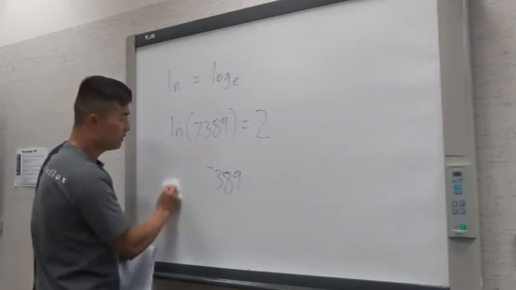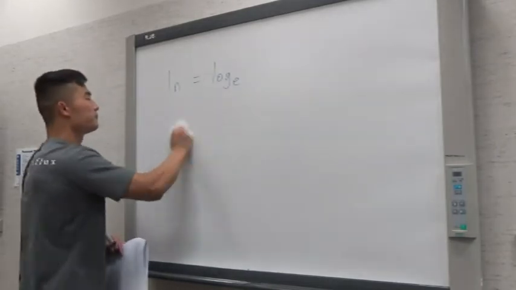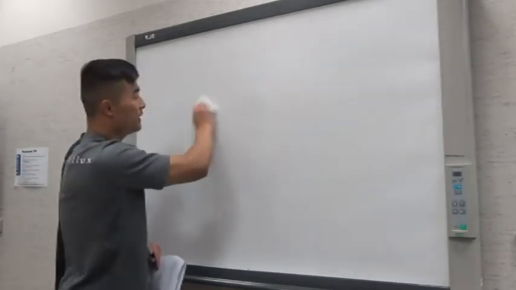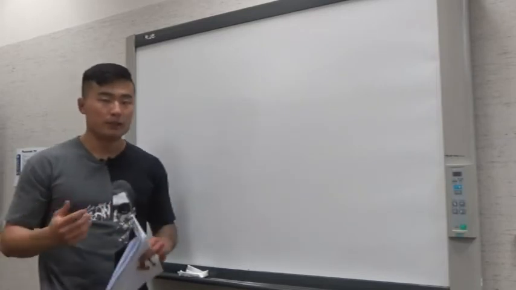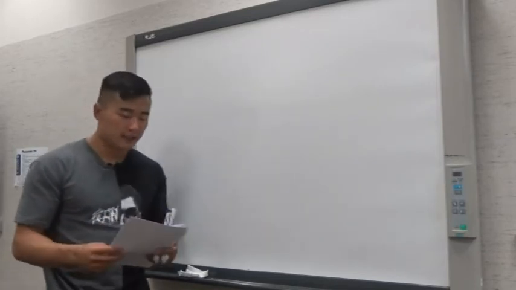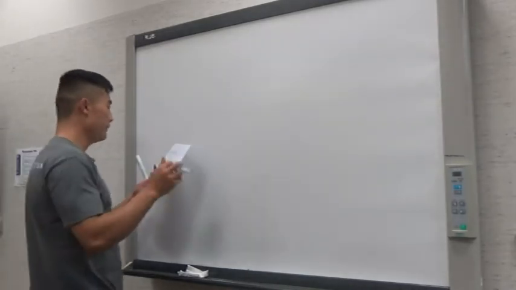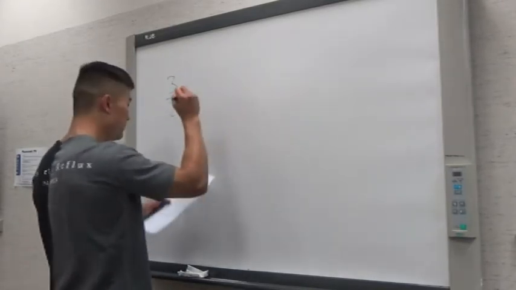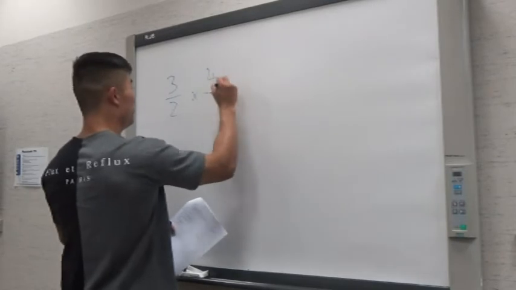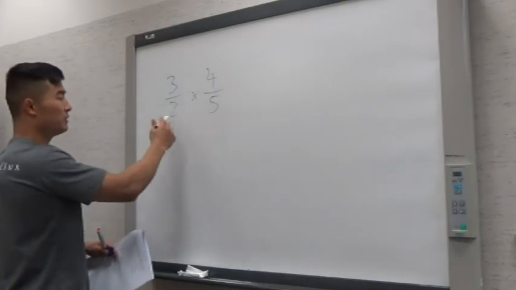So we'll move on to multiplying fractions, multiplying and dividing fractions. So for physics 191, you only need to worry about multiplying and dividing fractions. That's because you don't need to worry about adding and subtracting fractions, which can be a little bit harder. So multiplying fractions is really straightforward.